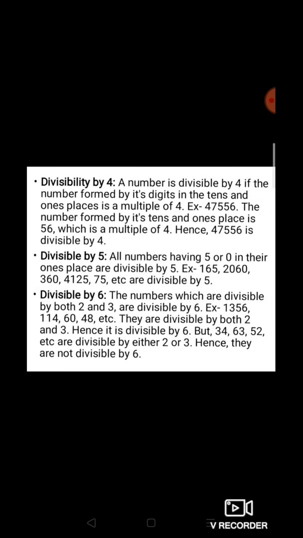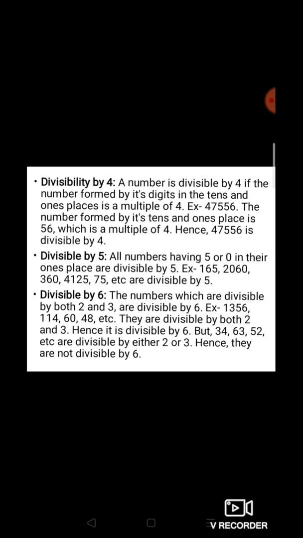Now the next one, divisibility by 4. Divisibility by 4 is generally determined by looking at the tens and ones place digits of the number. The example is given: 47556. Here we will only focus on the tens place and the ones place digits. The tens place digit is 5 and the ones place digit is 6. We will take 56 as a whole and see whether it is divisible by 4 or not.